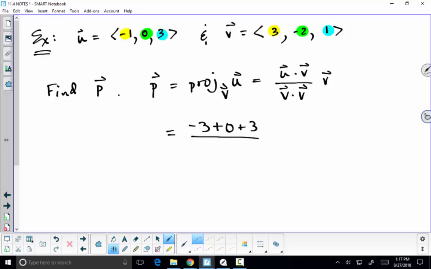All right, so then V dot V, we go through and we're multiplying the vector V's components by themselves. So we're basically squaring each component. So we're going to have 9 plus 4 plus 1. So that's the fractional part. That's a constant. That's a scalar. This whole thing here is just a scalar. That's the scalar that we're looking at right there. And then we have to scale vector V. So there's vector V. So we're going to scale that. And this will give us our projection vector P.